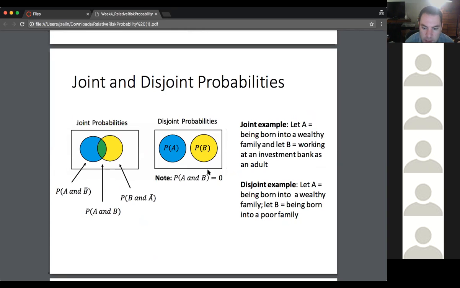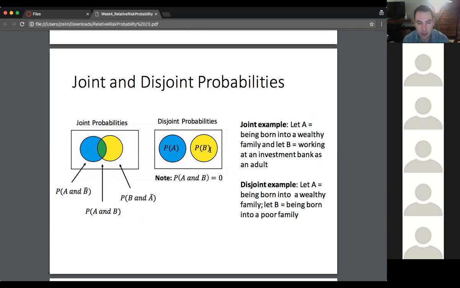And here we have disjoint probabilities. These are disjoint because there's no overlap, as you see here. The blue and yellow circles have no overlap between them at all. There's no shaded green region. So that means that these are disjoint probabilities.